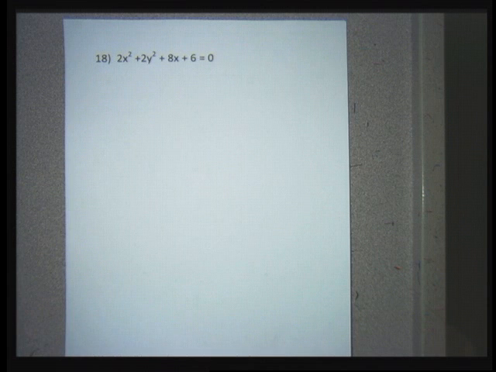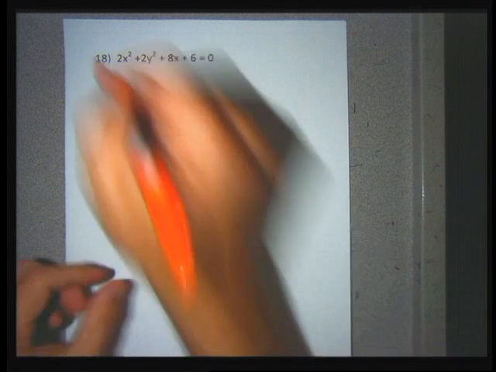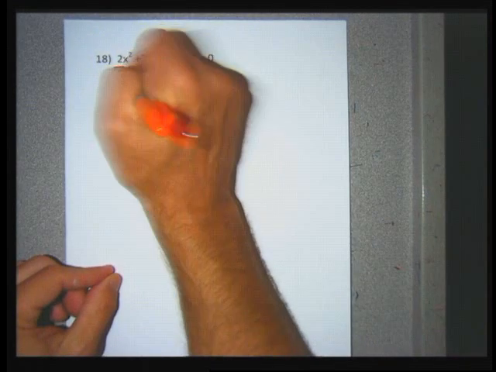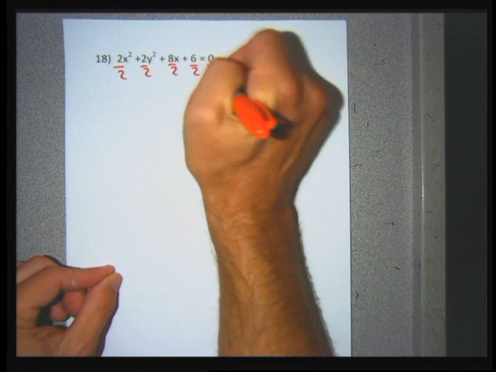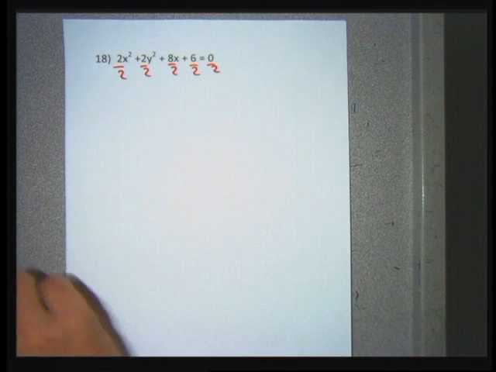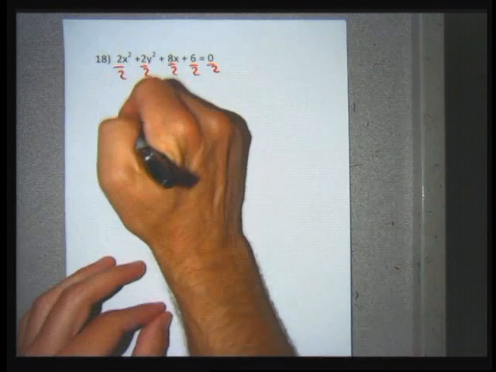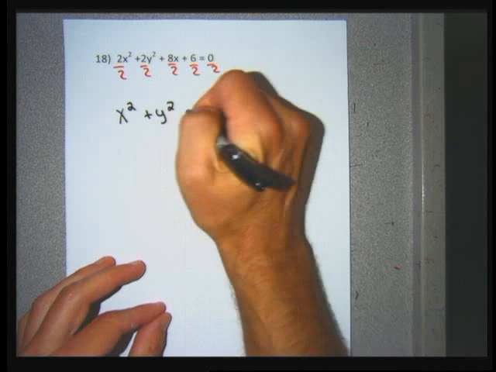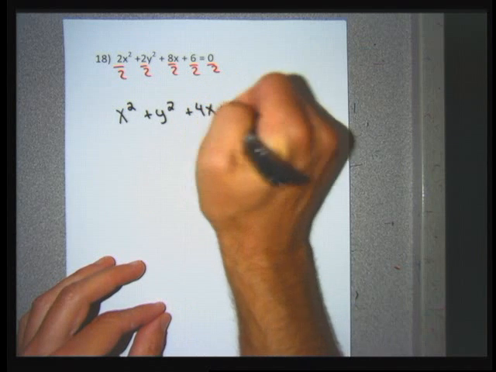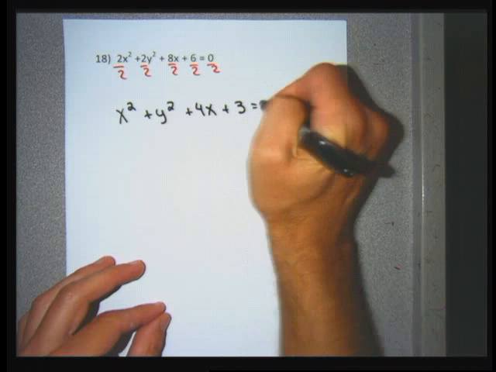To do problem 18, I can't have a number in front of the x squared and the y squared. I need to divide those numbers away. So I'm going to divide everything by 2 to make the problems more like the problems we've been doing. So I'm going to get x squared plus y squared plus 4x plus 3 equals 0.